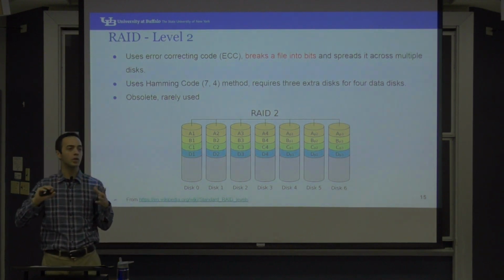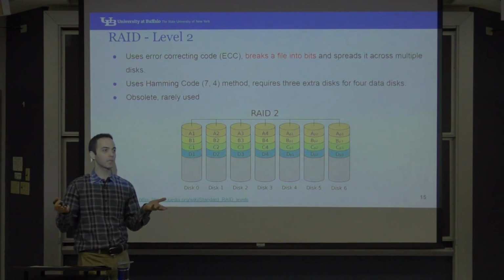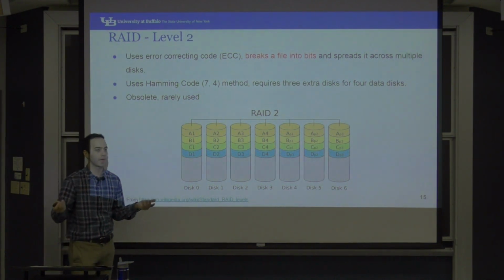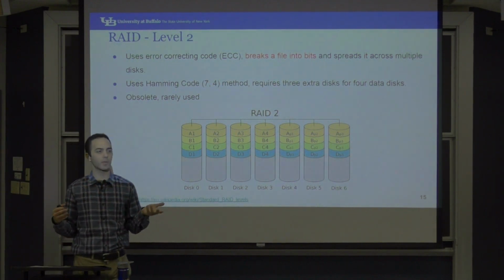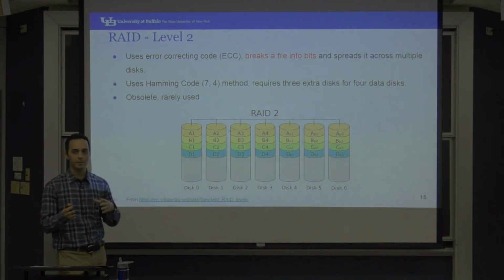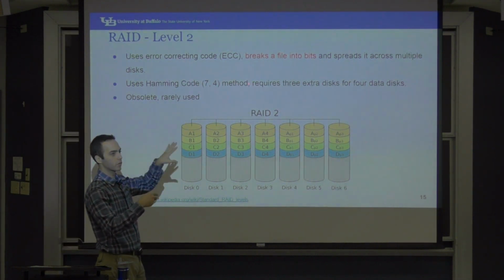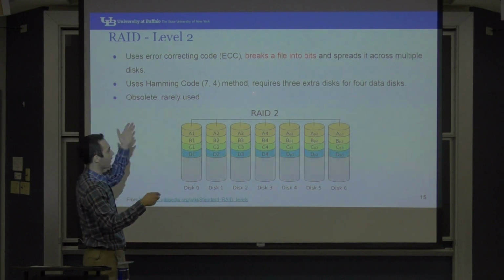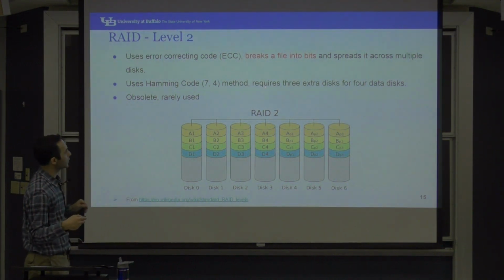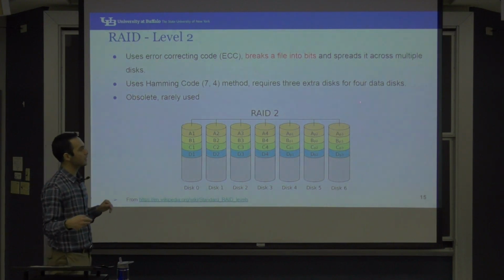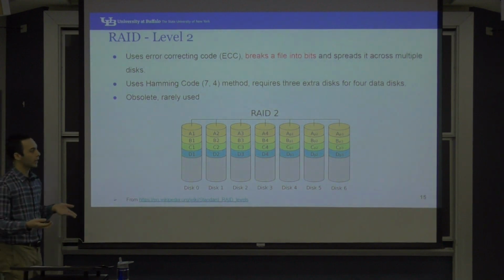The problem is, usually when that happens, you don't get to know. If you know which bit has been corrupted, obviously you can flip it back, right? Usually you don't know how many bits have been corrupted, but Hamming code basically takes 3 redundant bits for 4 bits of data and then stores them together. Now the problem here is it requires 3 extra disks for 4 data disks. So it almost doubles your data storage again, right?